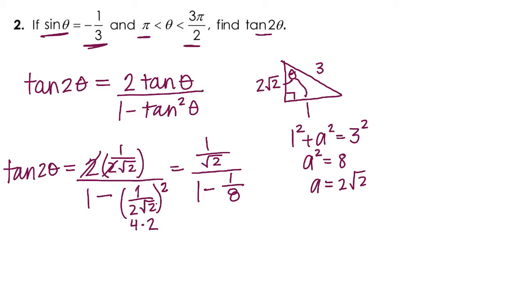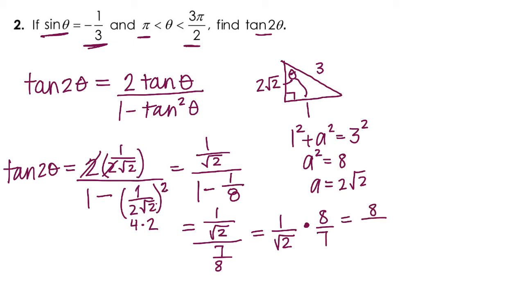All right, and so, goodness, let's go ahead and use our calculator some. We have 1 over root 2 over 1 minus 1/8. That's going to be 7 over 8. And then from there, you've got your keep, change, flip. So we're going to keep 1 over root 2, change our division to multiplication, and flip, so I have 8 over 7. So that final answer is going to be 8 over 7 root 2, and you can leave it like that.